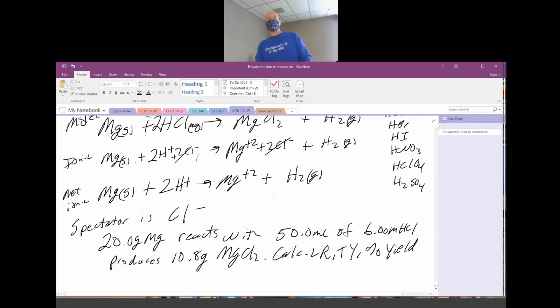1 mole of magnesium reacts with 2 moles of HCl to produce 1 mole of magnesium chloride and 1 mole of hydrogen gas. All right, so we have to go from 20 grams of magnesium to moles. You go to the periodic table and you see the molar mass of magnesium is 24.31 grams per mole, Mg, right off the periodic table to 2 decimal places.